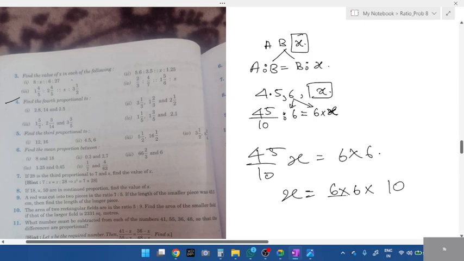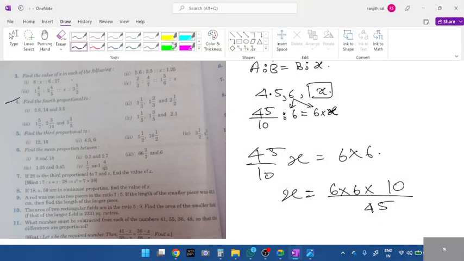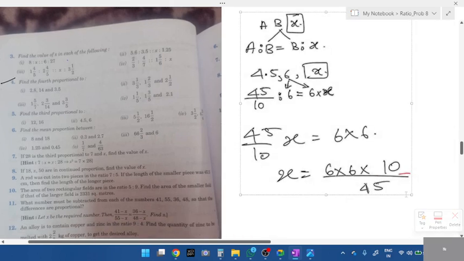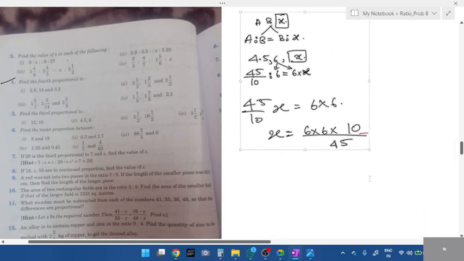10 goes to the numerator, 45 to the denominator. If you have done, try the fifth main, the last one, students. Fifth main, fourth question. Complete both.